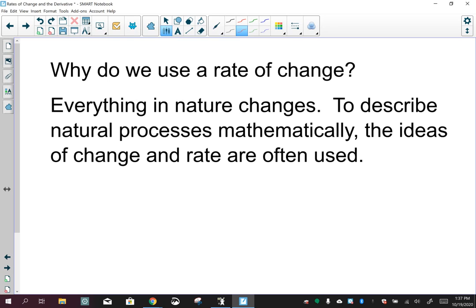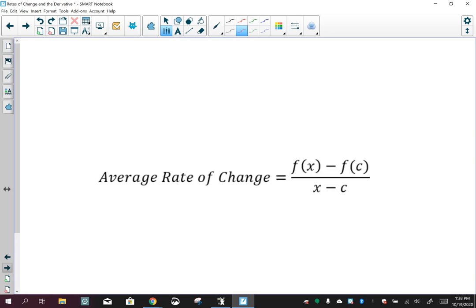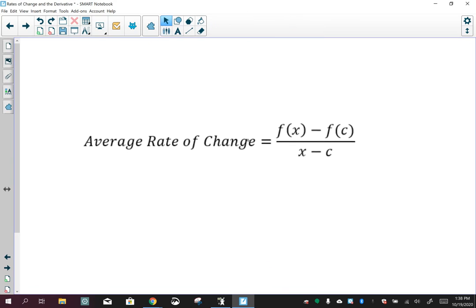Examples: climate change, changes in phases of the moon, changes in populations. So these are just different ways that we look at rate of change. If you notice, the average rate of change looks really familiar: f of x minus f of c all over x minus c. That is your slope, because again, rate of change is slope. Rise over run, delta y over delta x. It's all slope.